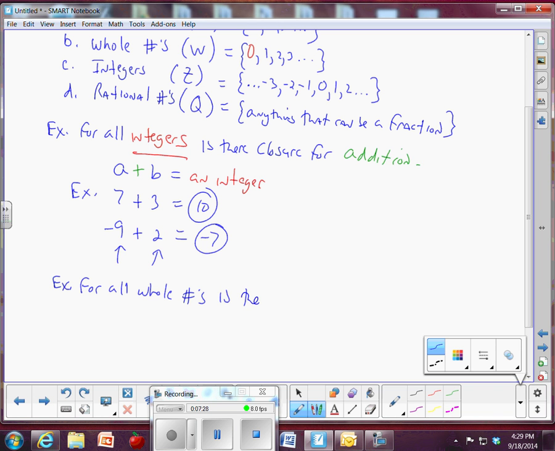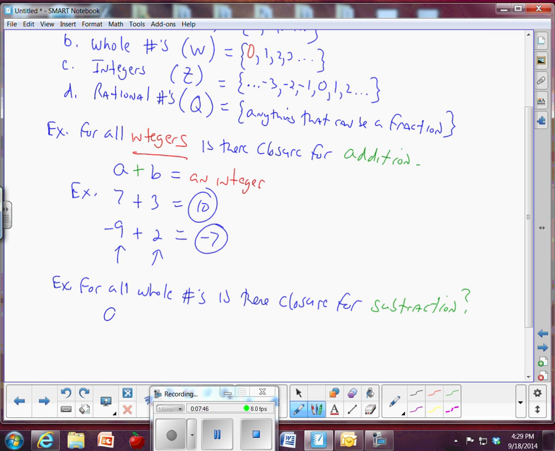Is there closure for, and now we're going to go subtraction? Is there closure for subtraction? So what are we asking? What are we trying to figure out? We're going to take the same situation. We're going to take any two numbers, and every time we should end up with a whole number.